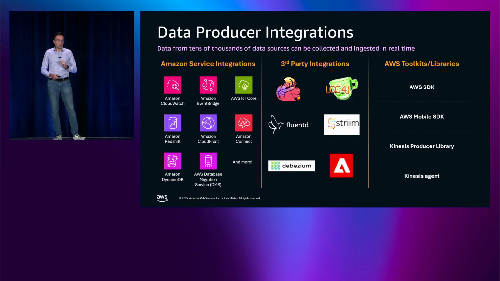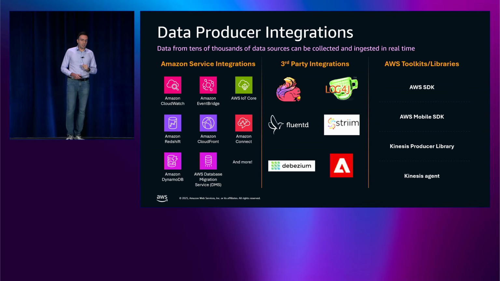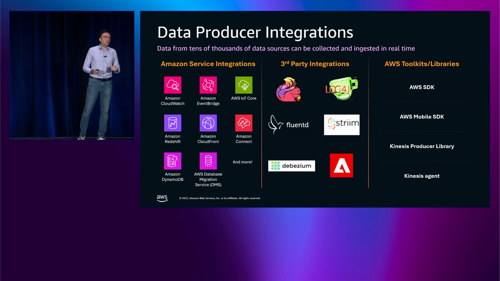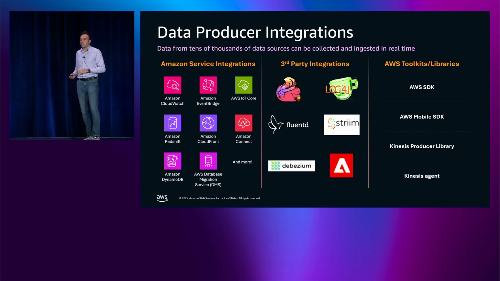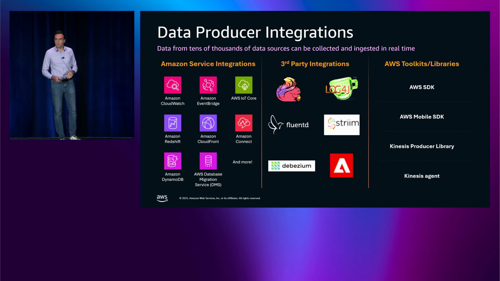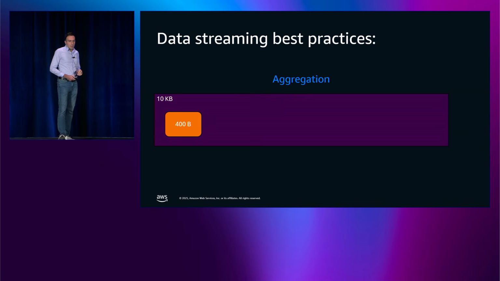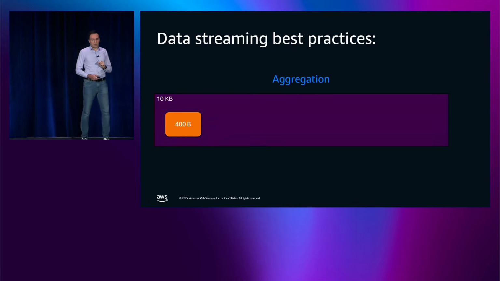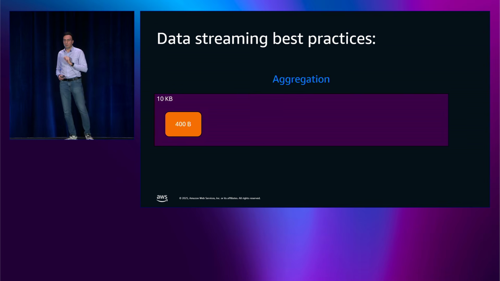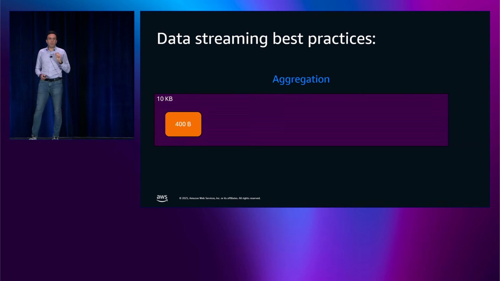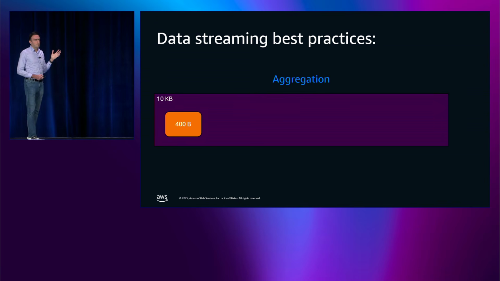If you're using these native services or third parties, there are native connectors that will help you write data to Kinesis Data Streams, so those best practices are already built in. But if you are writing your own code and you want to call the APIs, make sure that you also do aggregation if you have very small records. We recommend the record size should be somewhere around 10 kilobytes.